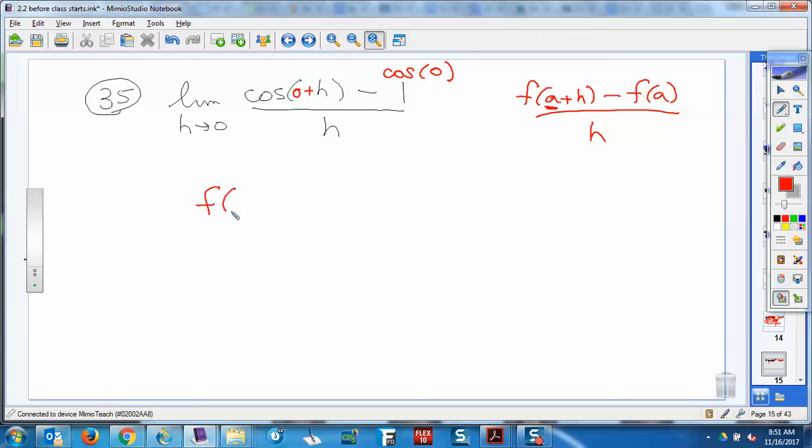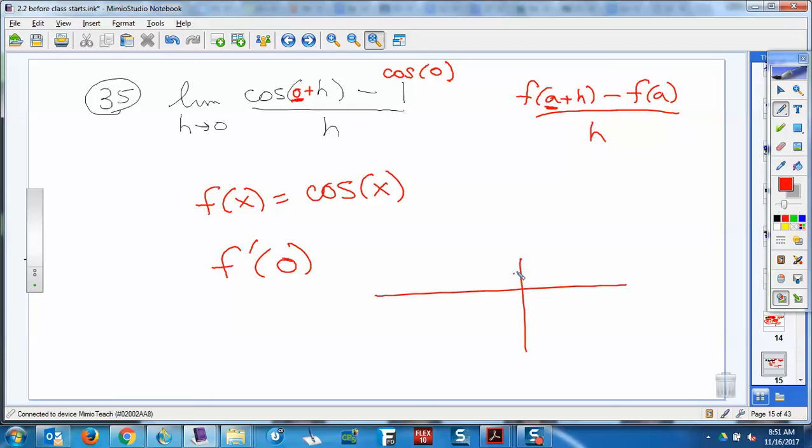So this is the cosine function, and we're doing the derivative at 0 because of that a value right there. Well, think of the cosine function. That's an easy one. What's the slope at 0? 0. Okay? So that's 34 and 35. We're going to get into that a little more later on. All right.